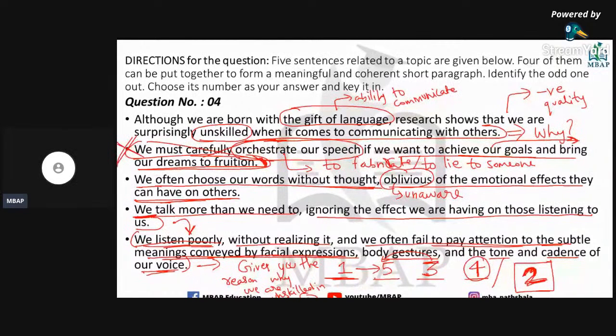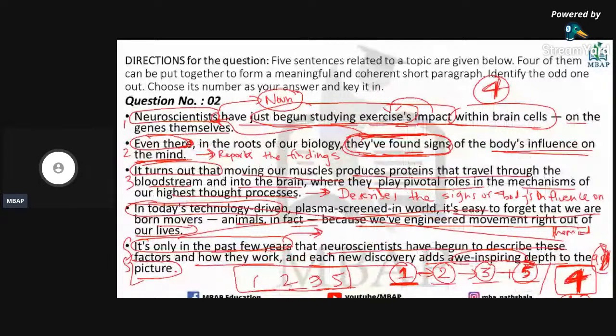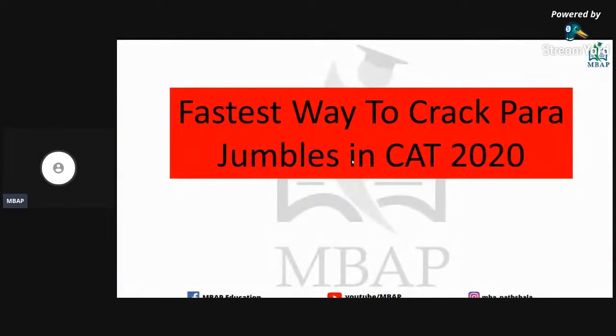Yes or no, guys? Do you agree with me on this? Is this clear to everyone? Right, students? So my answer is sentence two in this case. Okay, so sentence two is the odd one out. So this is how you are supposed to work around the odd one out questions.